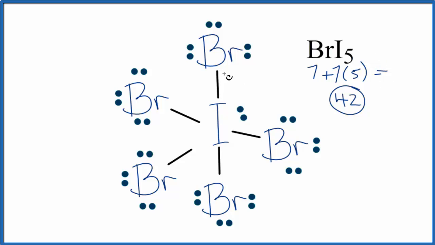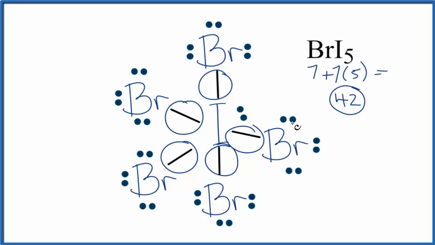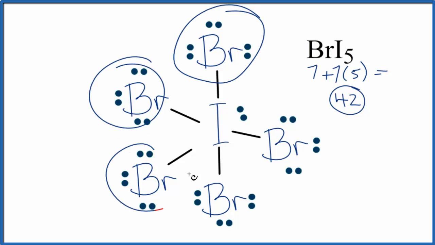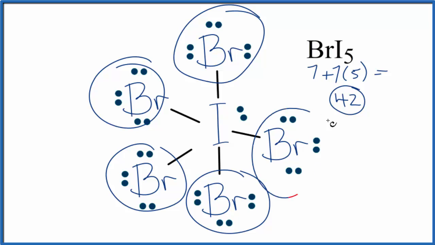So we've placed 2 between atoms here. These lines represent 2 electrons. That forms the chemical bond. So we've formed 5 chemical bonds. Then we completed the octets on each of the iodine. The problem was, after we did that, we still had 2 extra valence electrons.